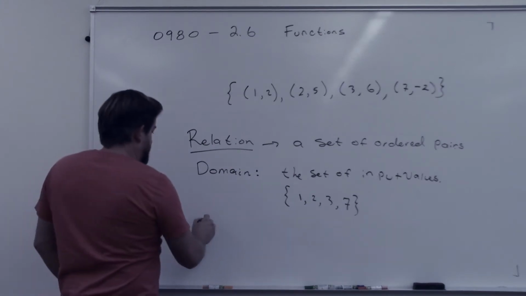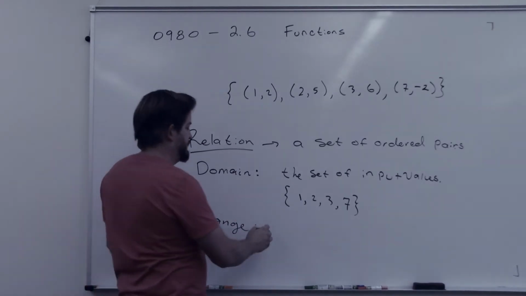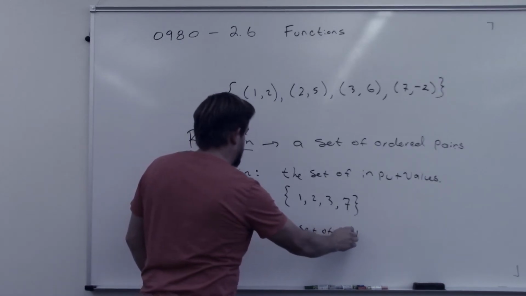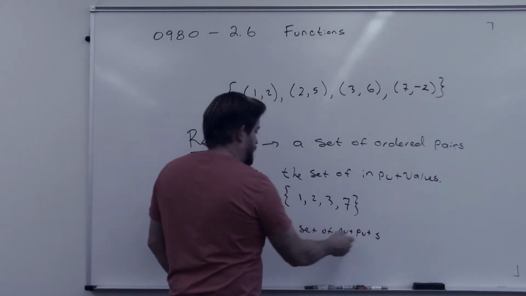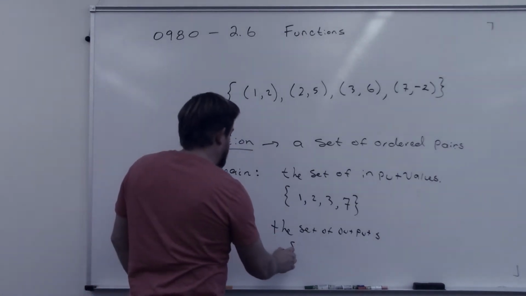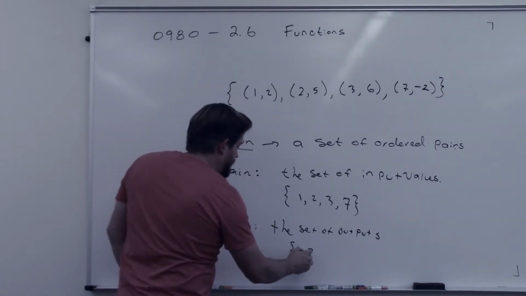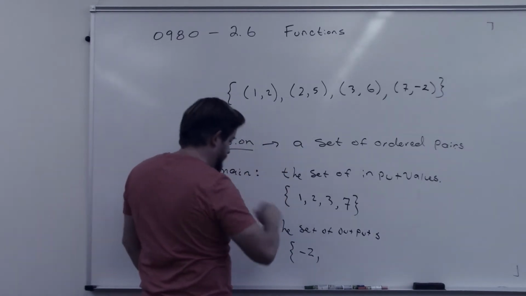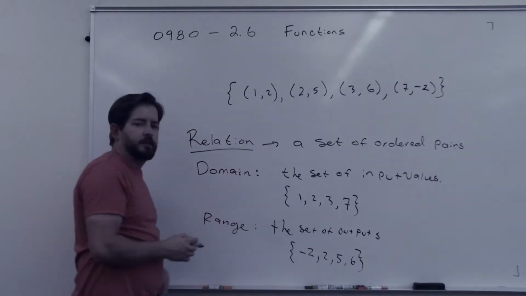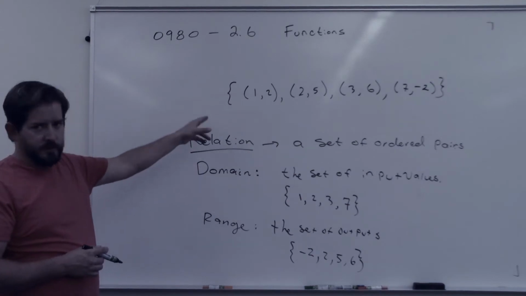On the other side of this is called the range. The range is the set of outputs, or the set of output values for the relation. So in this case, that range is 2, 5, 6, and -2. I'll write them in ascending order, so -2, and then 2, and then 5, and 6. Usually you'll see them in increasing order like this. That's the domain, and that's the range of this relation.